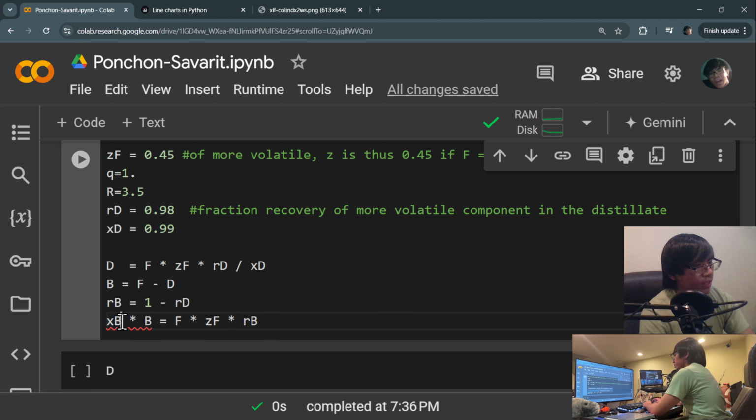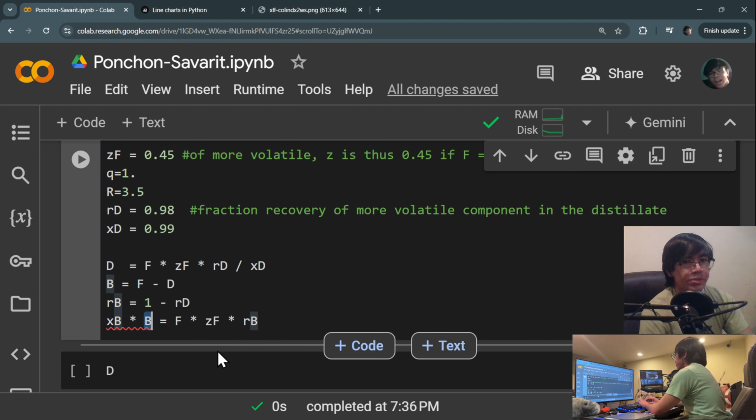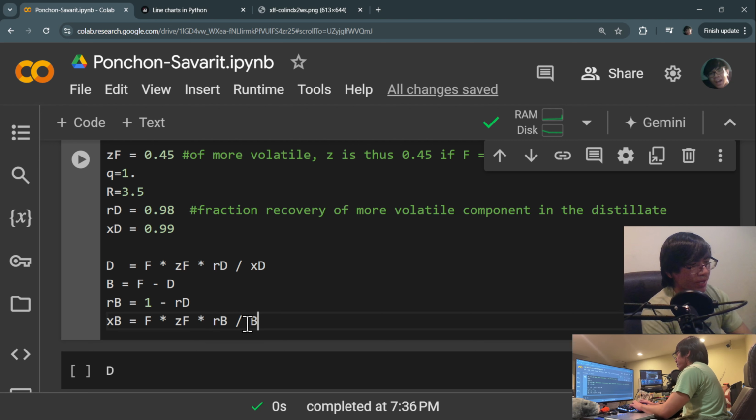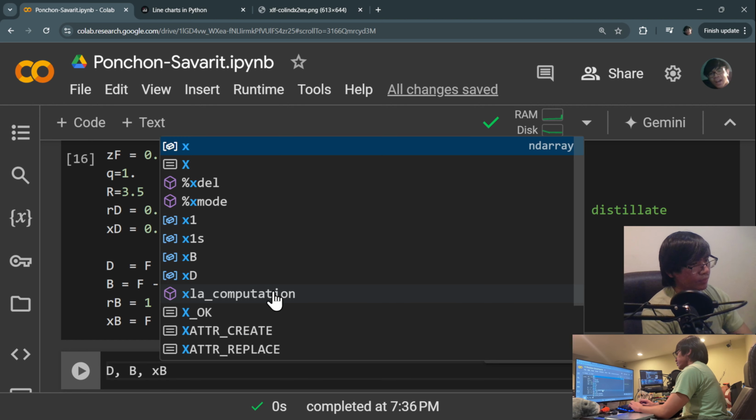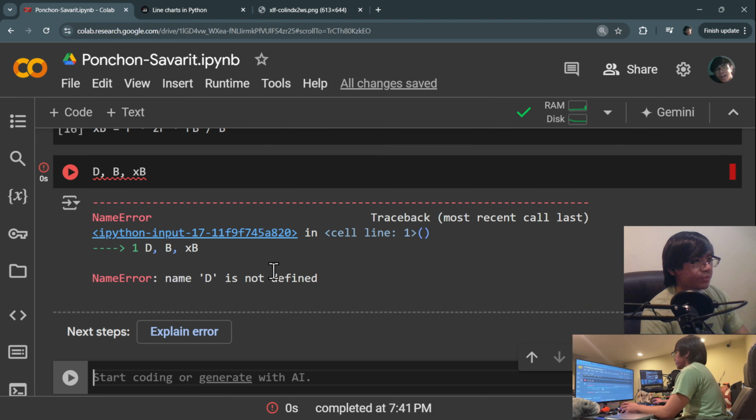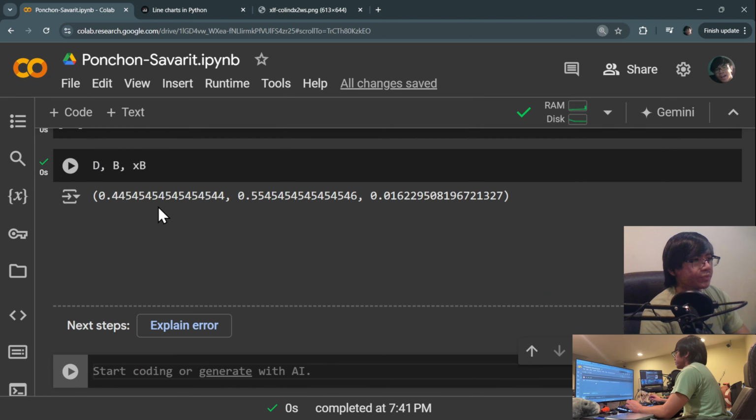We just need to get our bottoms composition by dividing the bottoms across. So that's our Python algebra. And let's go ahead and see what these look like. So distillate, bottoms, recovery in the bottoms, and well, we don't need that, but bottoms mole fraction. Oh, I didn't shift enter up here.